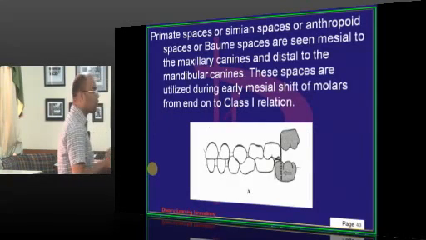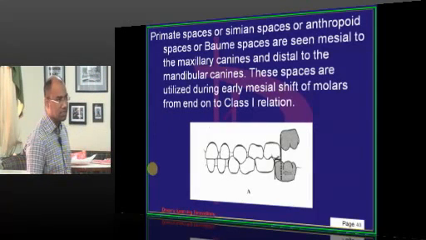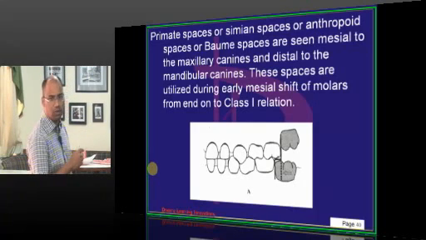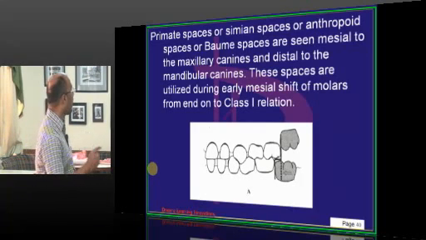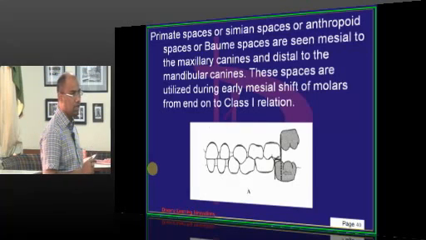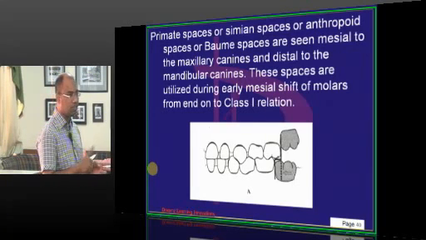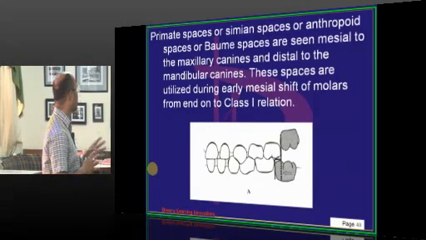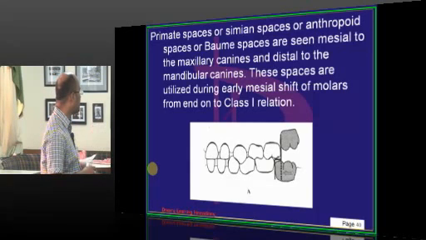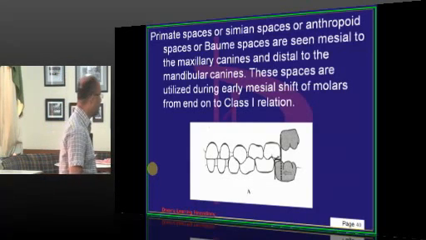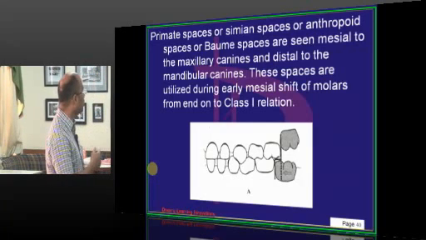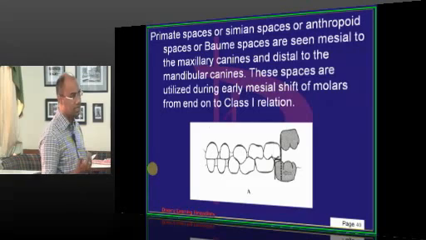Primate spaces are also referred to as simian spaces, or, named after Baume who found them, as Baume spaces or anthropoid spaces. Primate and simian are the same, and they are seen between B and C and C and D. And these primate spaces are responsible for the early mesial shift.